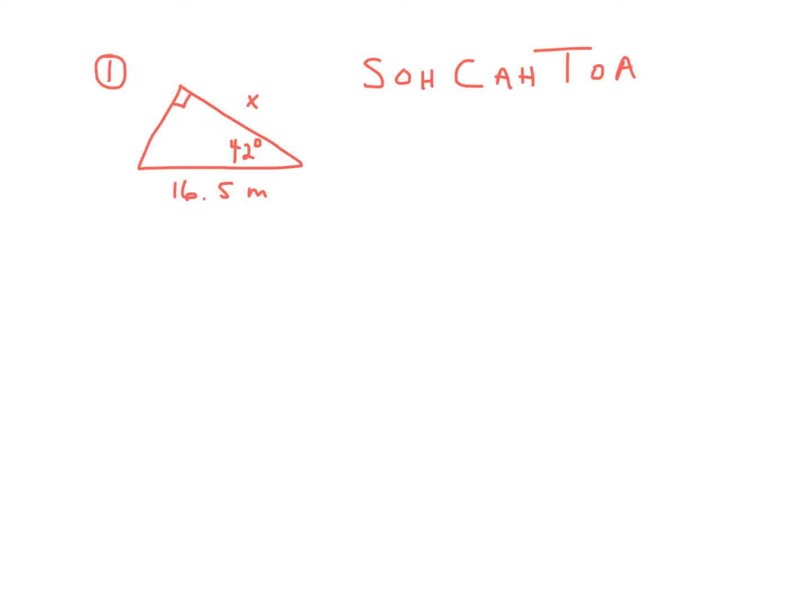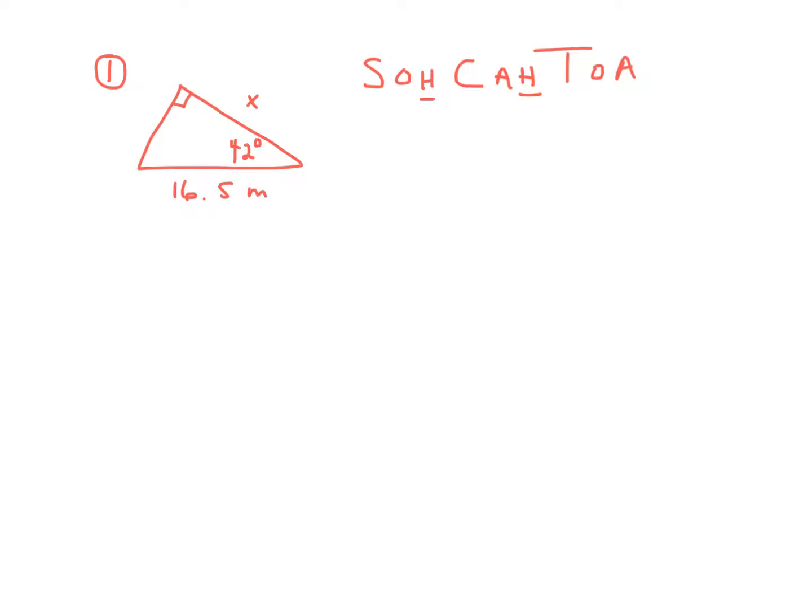So first you have to determine, do you have a right triangle? Which we do. And if we look at this 42-degree angle, the 16.5 is the hypotenuse, which means we'll probably be using sine or cosine because those are the ones that use hypotenuse. All right, then the x, which we're trying to determine, is adjacent to the 42-degree angle, so that's indicative of cosine. So we'll be using cosine.